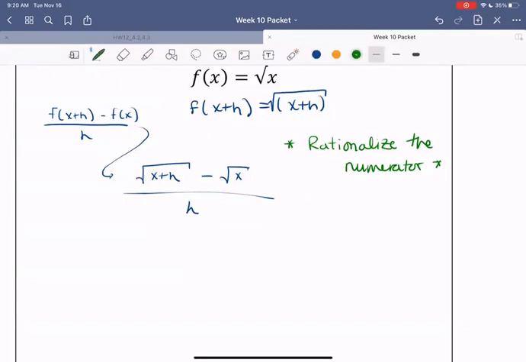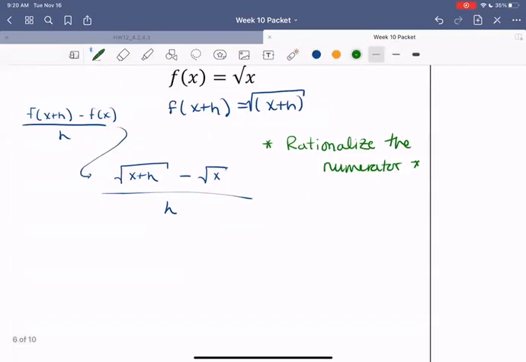Okay, so here's the technique. What we do is multiply by the conjugate of the numerator. So the numerator has these two radical symbols and a difference between them. So we are going to multiply by that conjugate, which is the same terms, square root of x plus h and square root of x. But now we're going to add instead of subtract these two. And we're going to see why we do this in a moment.